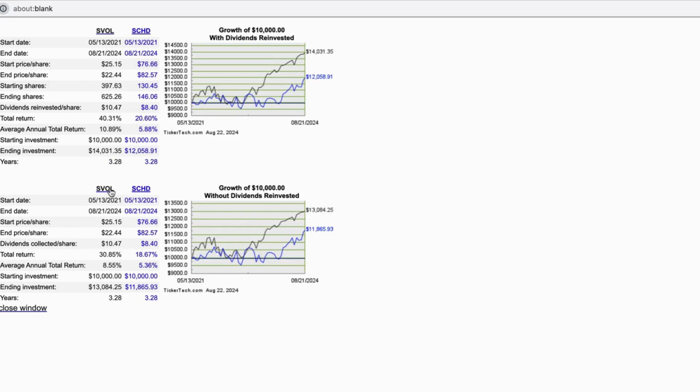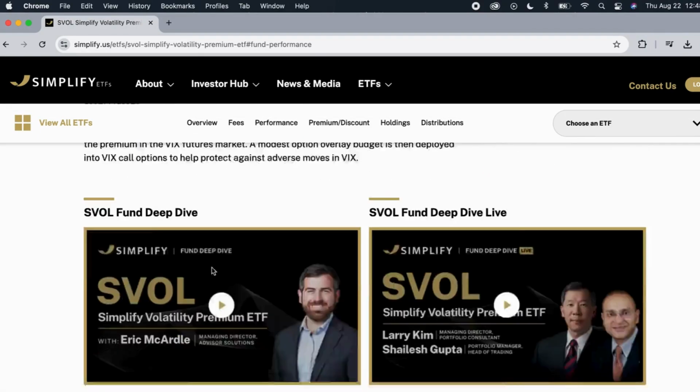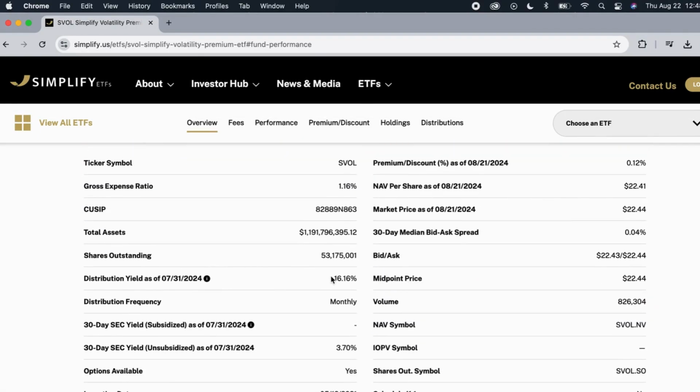SVOL is likely the better option for income-focused investors willing to accept higher volatility in exchange for higher monthly dividends. But remember, investing always comes with risks, and it's essential to consult with a financial professional to determine which investment aligns best with your goals.